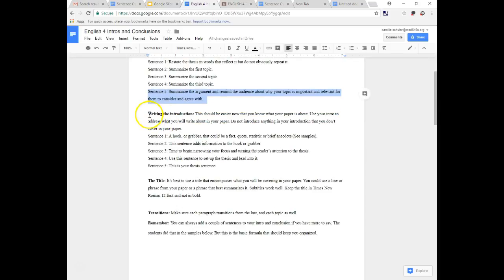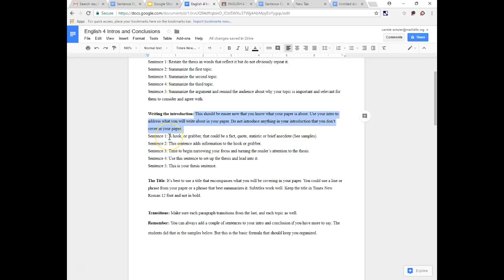Then you write the introduction. Now, the introduction should be easier to write now that you know what your paper is all about. So you use your intro to address what you will write about in your paper. You don't want to introduce anything in your introduction that you don't cover in your paper. That's why you write it last.